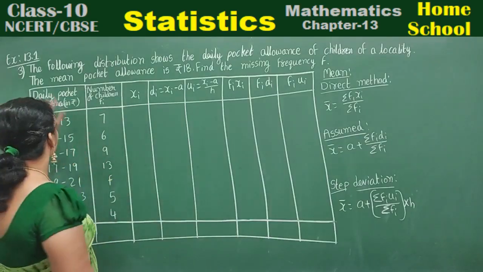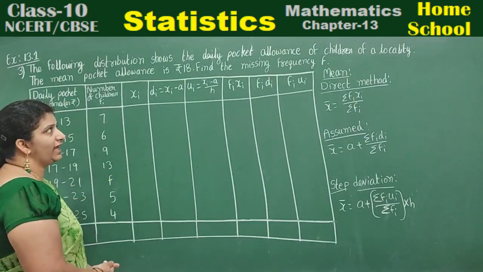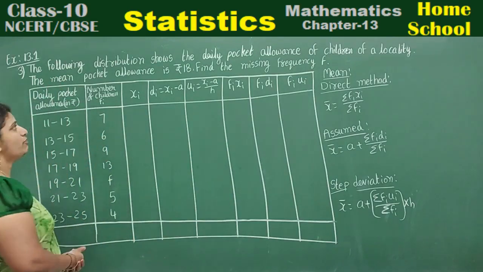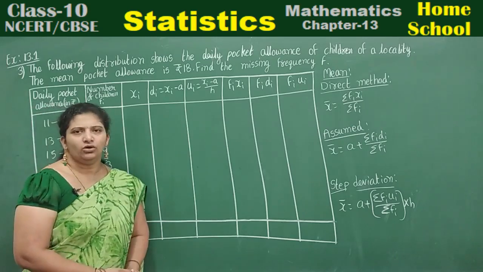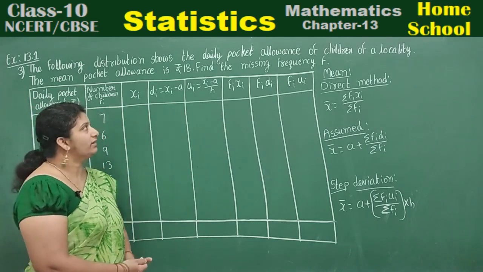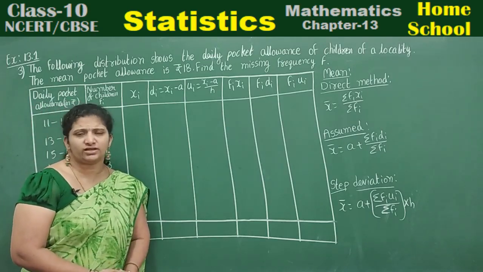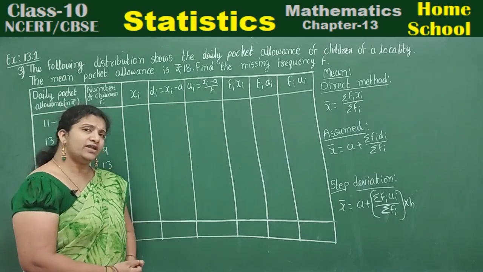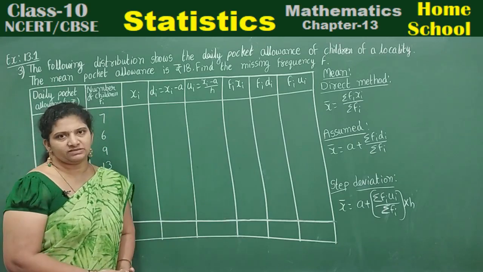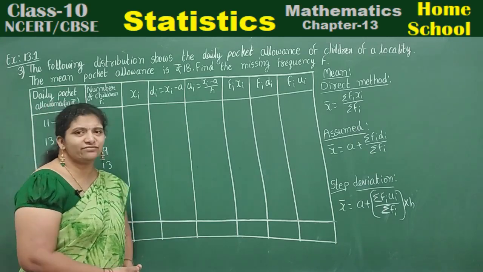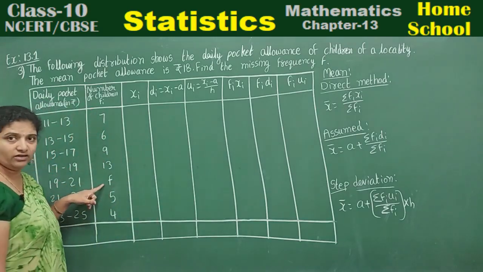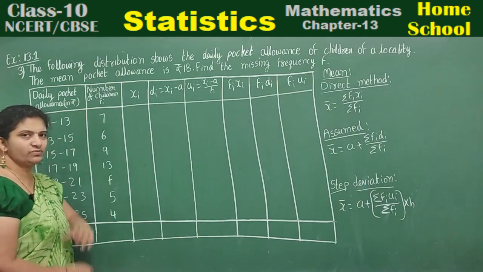Let's see the third problem. The following distribution shows the daily pocket allowance of children of a locality. The mean pocket allowance is rupees 18. Oh, what is this? Mean already given? Yes. The problem deals with the daily pocket allowance of some children in a locality. The average of this pocket allowance is 18 rupees. Find the missing frequency. F is your problem. In the frequency, here some value is missing. You need to find this value.